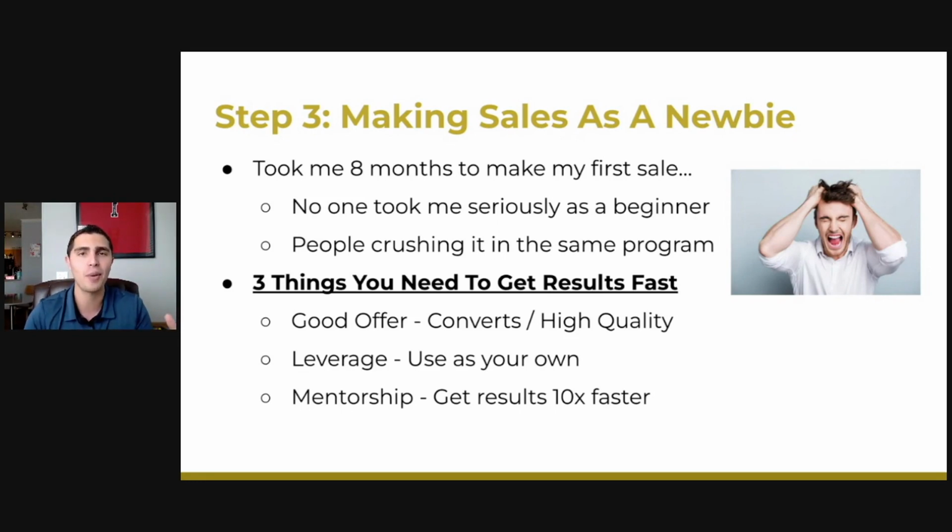And it came down to a couple things, right? It came down to, they had more experience than me. They were more experienced. They had more knowledge about affiliate marketing, and it came down to a couple different things. But anyways, here's 3 things you want to do if you want to get results fast, right?